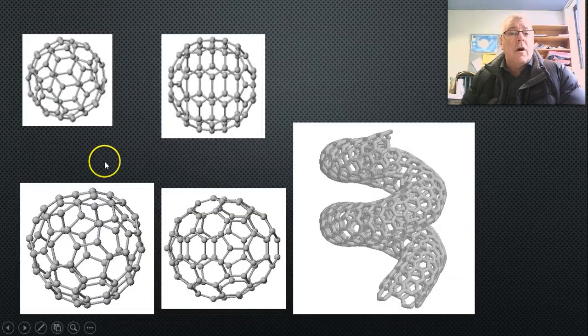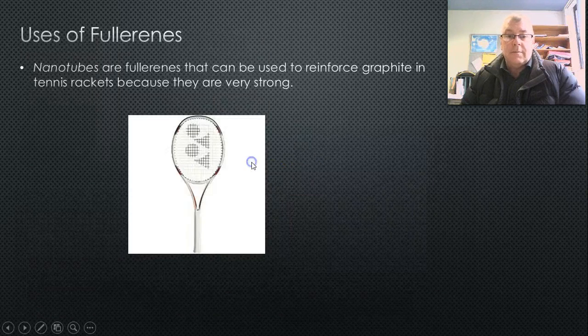Here's just some pictures of some buckyballs of different sizes, different numbers of carbons, something from I think 50 to 70. Notice they're slightly different, but again the reoccurring shape. Now these all occur naturally. They can be made as well, as can the tubes. Notice that this tube is curved, but they can also be made to be straight.